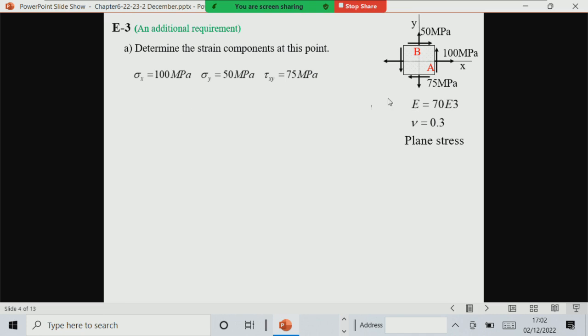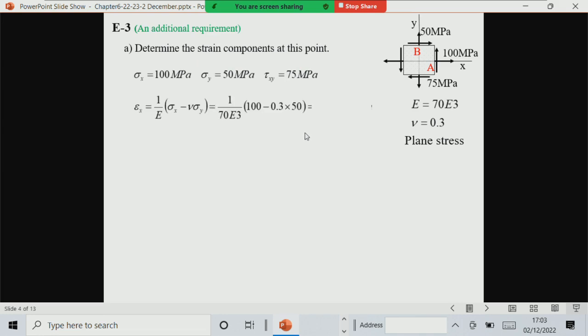By inspection, we found this element within a loaded component, and this element is subject to two normal stresses, both of them tension, 150 megapascals, and a shear stress of 75. The material is aluminium, Young's modulus is 70, Poisson ratio is 0.3, and we assume a plane stress state. So the three constitutive equations I showed you earlier do apply. The problem is asking us to find the strain components at this position. So we have three constitutive equations.